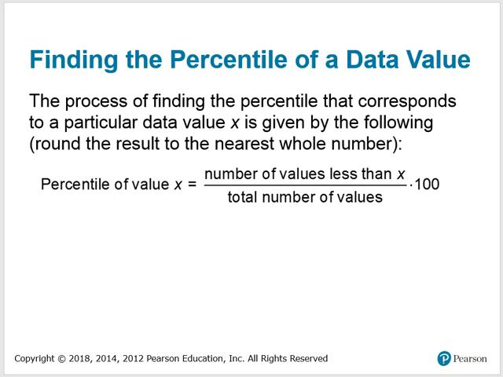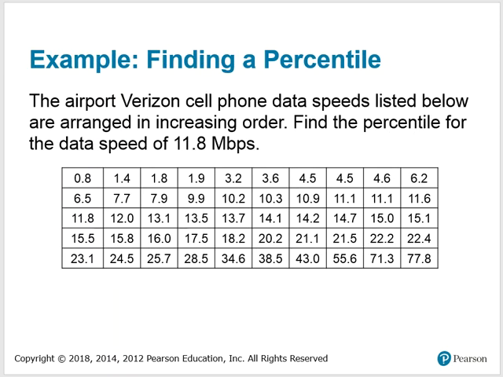To find your percentile, you find out how many test scores were less than yours, and then you divide it by how many there were total, and then we times it by 100 to turn it into a percent. So in this situation, we're still dealing with the Verizon cell phone data speed. It wants us to focus on 11.8 megabytes per second. So I'm going to find that on my chart here. So here's my 11.8.